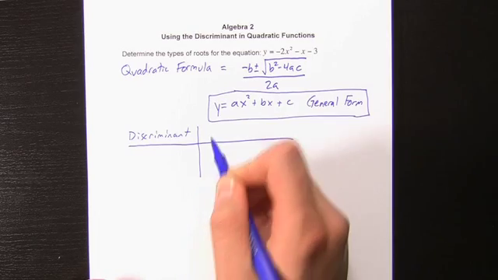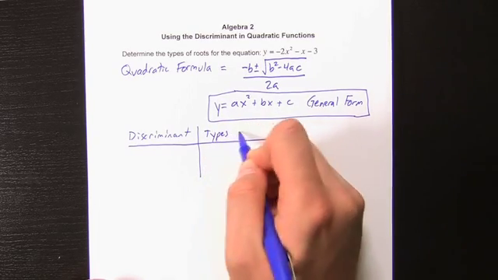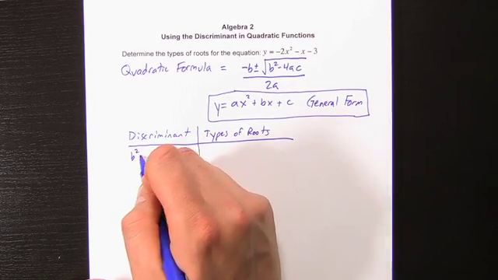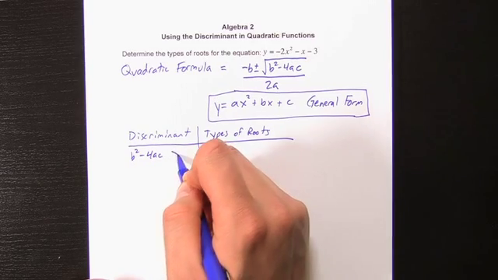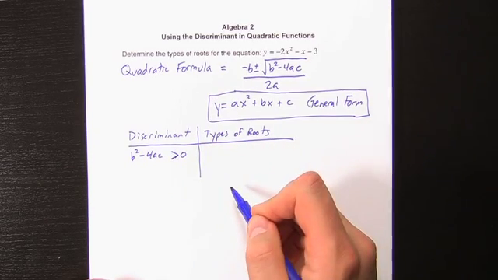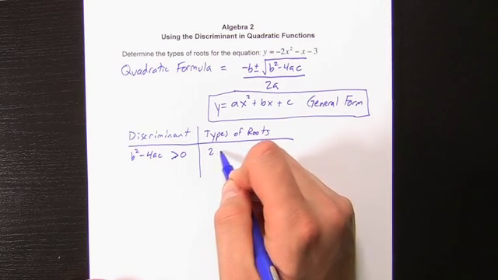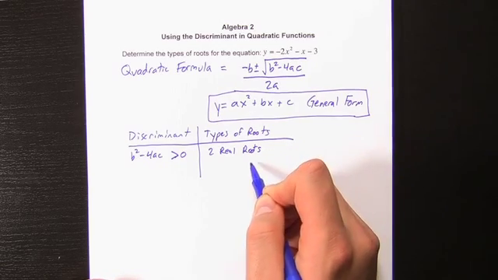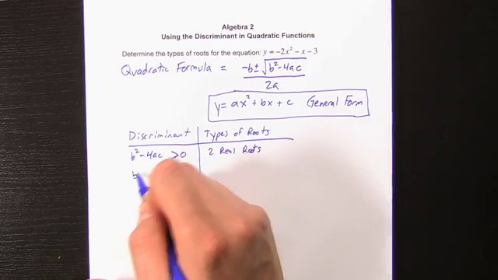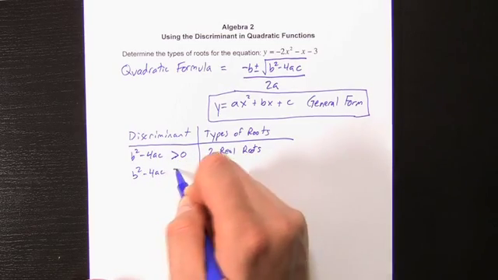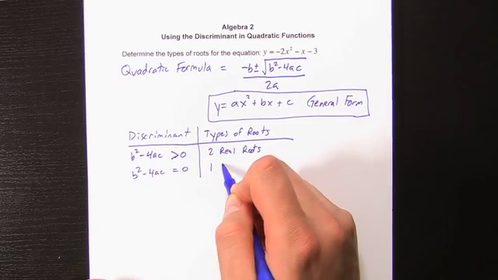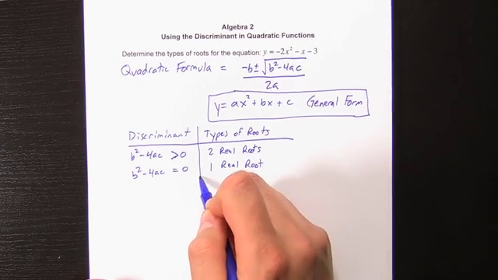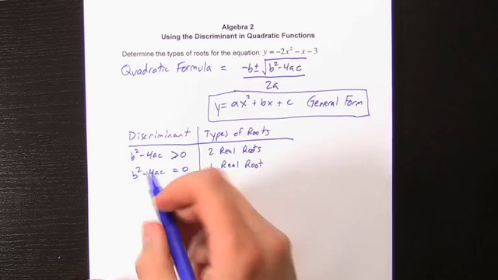It tells you specific information about the types of roots. So you have b squared minus 4ac. If that happens to be greater than 0, which means that it's positive, you're going to get two real roots. They'll be basically real numbers. All right, so two real roots. If the discriminant is equal to 0, then you're going to get one real root, and it's probably going to be a double root because it'll be the same point.